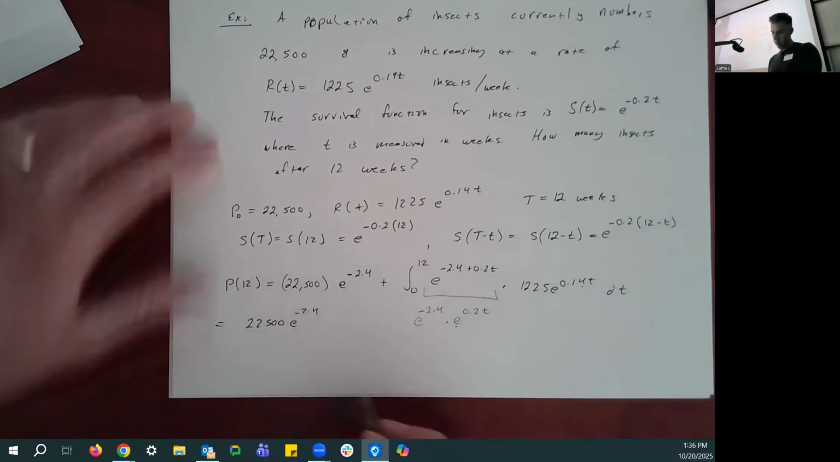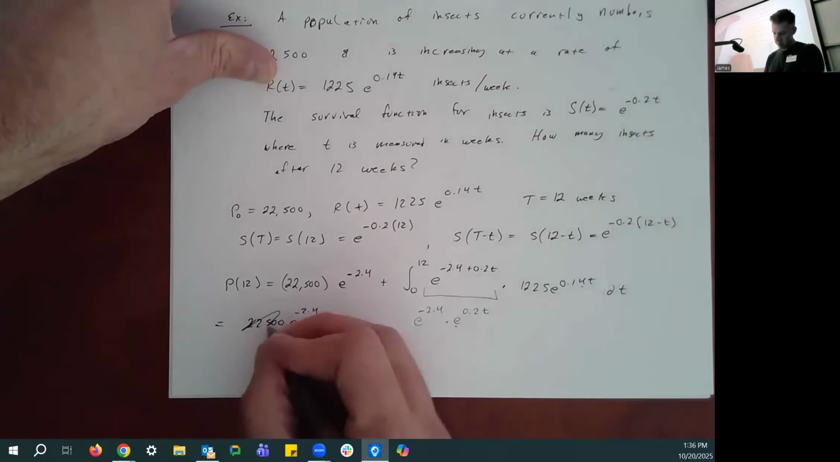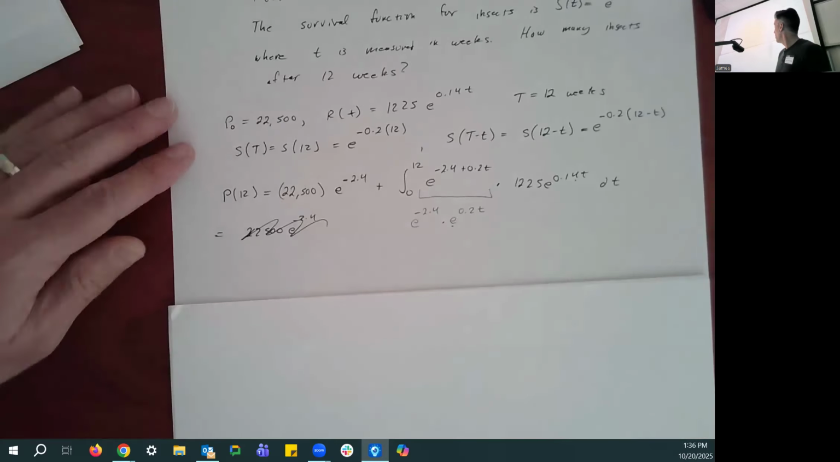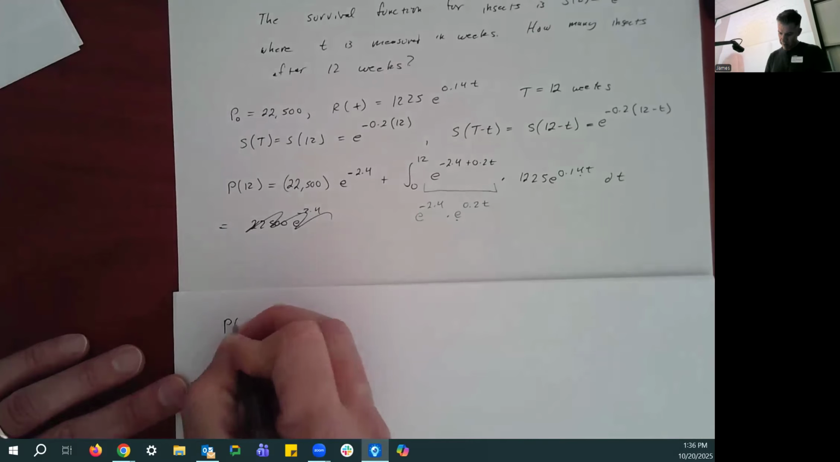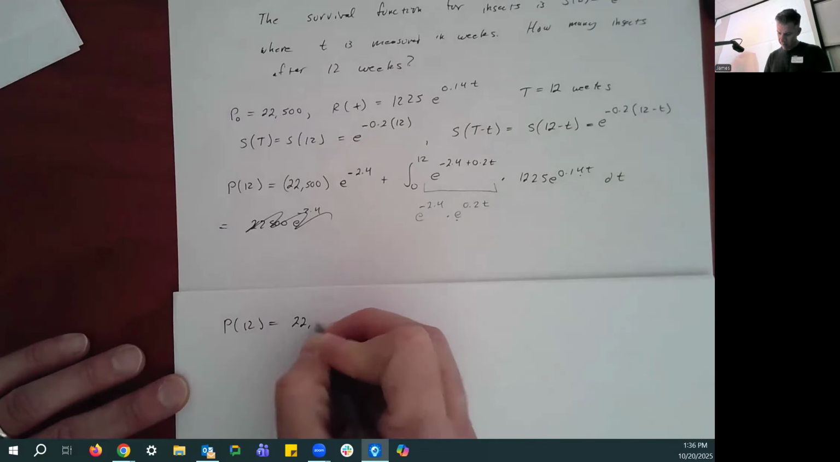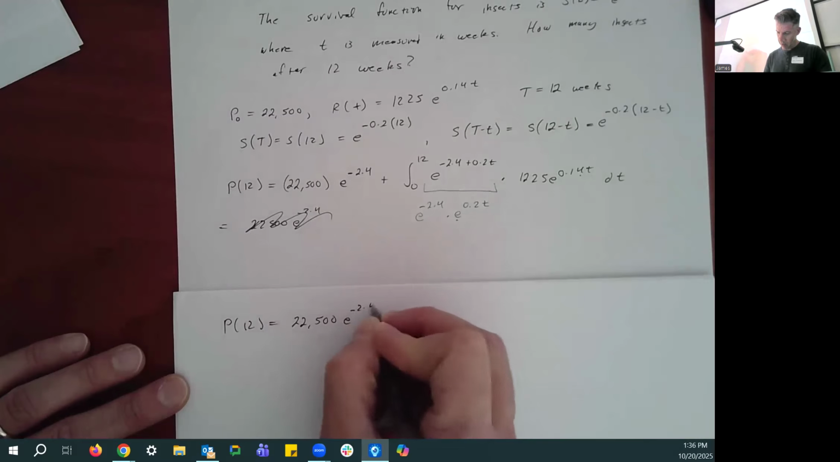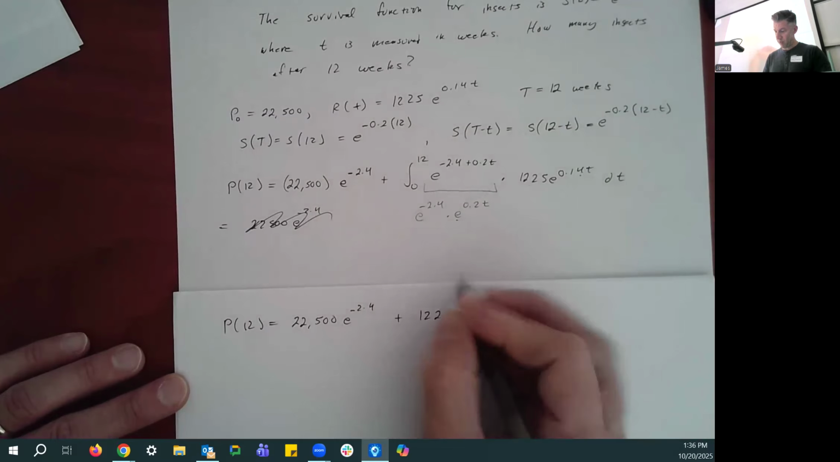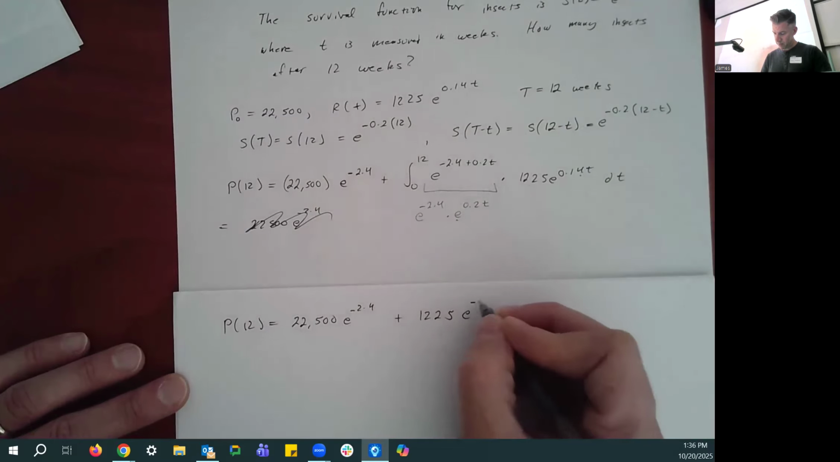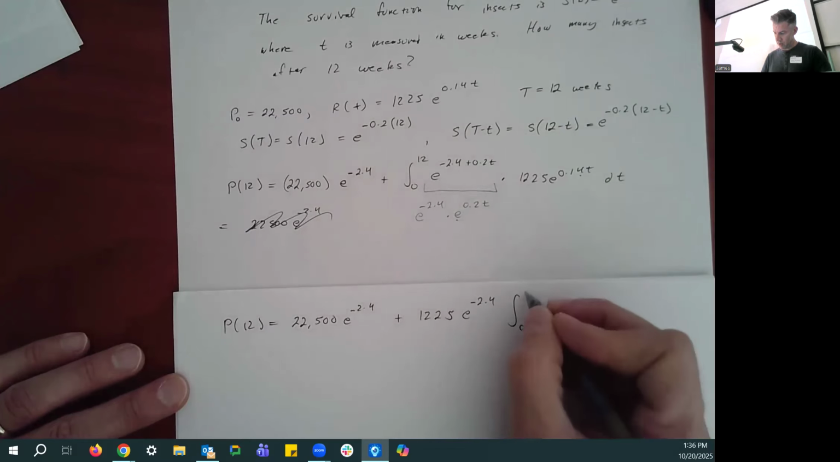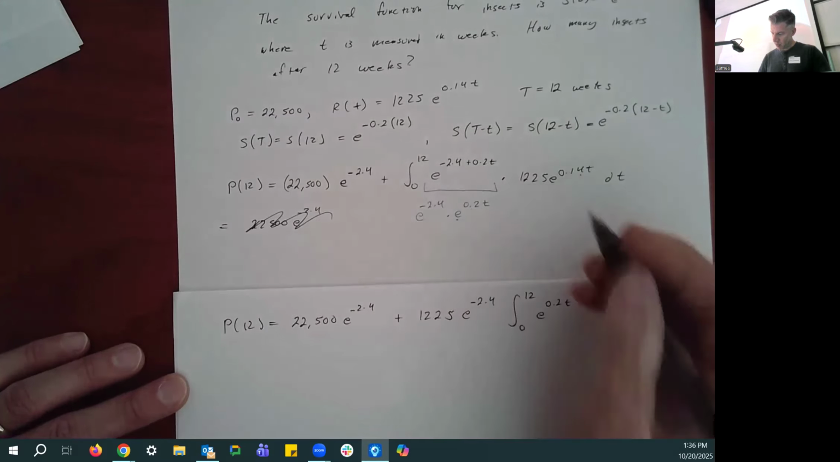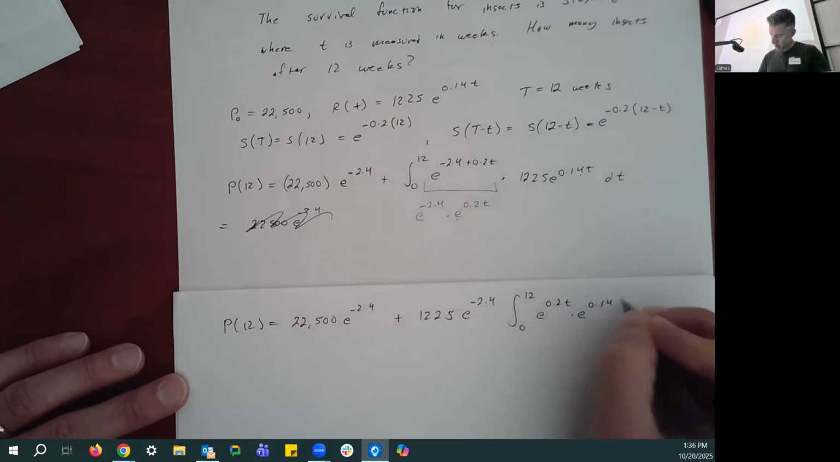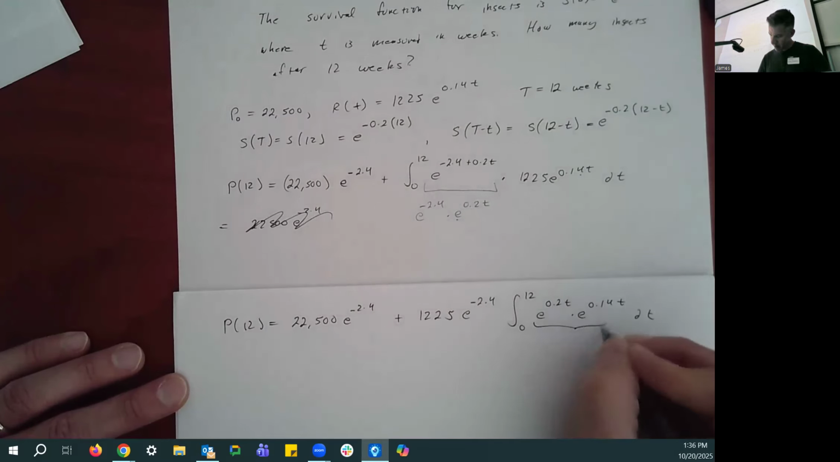So, and I should have left myself a little bit more room here. Let's use a new piece of paper. Let's go ahead and write this down here. And say that that's going to end up being P of 12 equal to 22,500 times e to the negative 2.4. And this, we're going to pull out the constant of 1225. We're also going to pull out the e to the negative 2.4. And we're left with the integral from 0 to 12 of e to the 0.2 t times e to the 0.14 t, which we really should have combined as e to the 0.34 t.